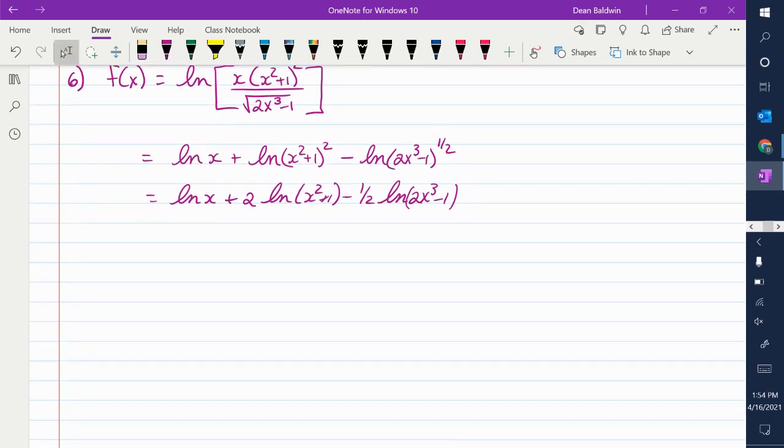Now you're ready to derive it. So the derivative of a log is what over what? 1 over x, or u primed over u, right? So the first one just becomes 1 over x. The second one, the 2 is a constant, so we just pull it out and let it sit there. What's the derivative of natural log x squared plus what? 2x over x squared plus 1. Minus 1/2. What's the derivative of natural log 2x cubed minus 1?